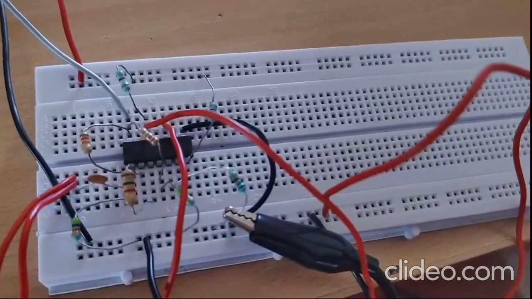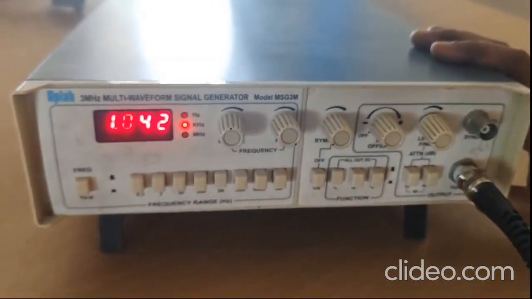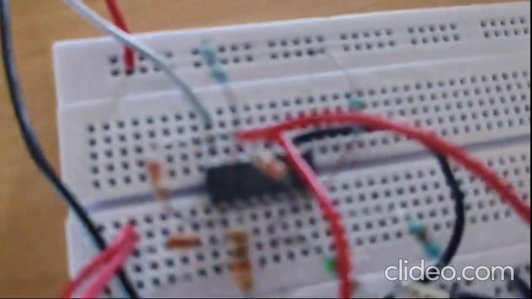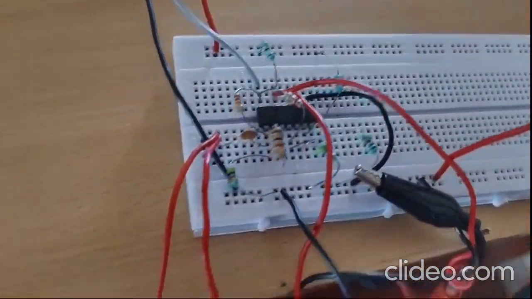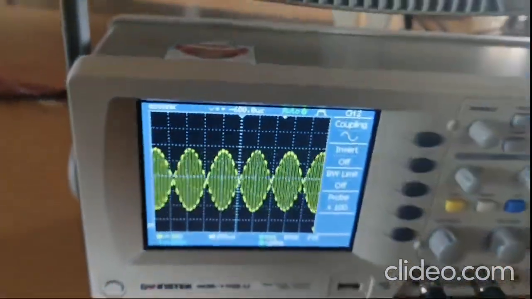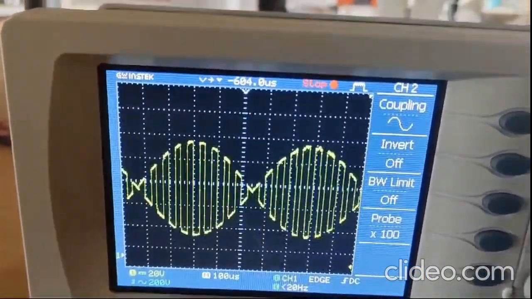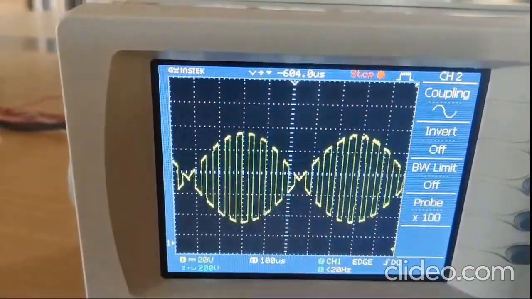Here we are going to connect the message signal. This is the message signal which is connected through the coupling capacitor here, and this is the carrier signal, which is connected to pin number 10. So it is going to generate the DSBSC suppressed signal waveform. We are going to get it like this, wherein the carrier and sidebands are suppressed.